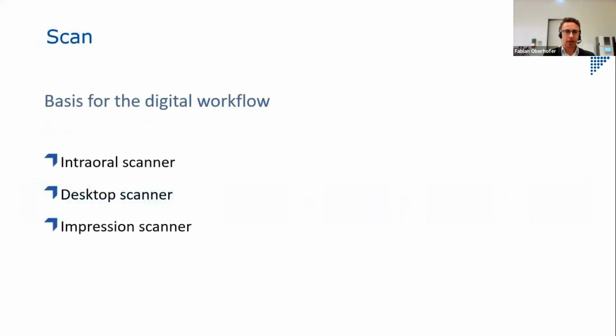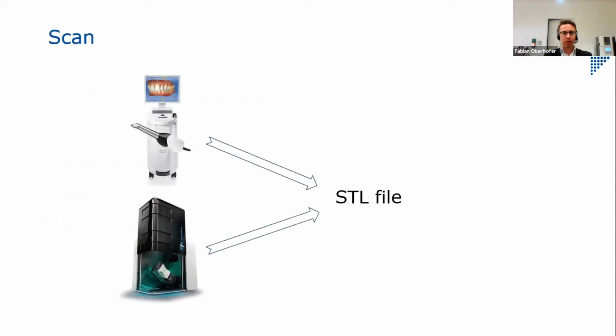So the scan is always the basis for the digital workflow, no matter if it comes from an intraoral scanner, or if you scan your plaster model with a desktop scanner, or even scan your impressions with an impression scanner or a desktop scanner which is suitable for scanning impressions. No matter where we get this data from, we need the STL file which comes out of it. It's an open format. It doesn't contain the color information, but for designing a splint, the color isn't actually necessary.